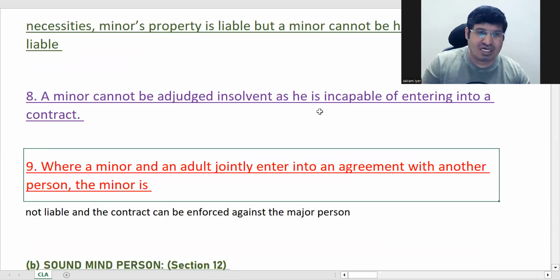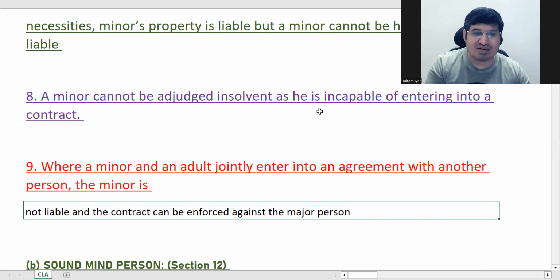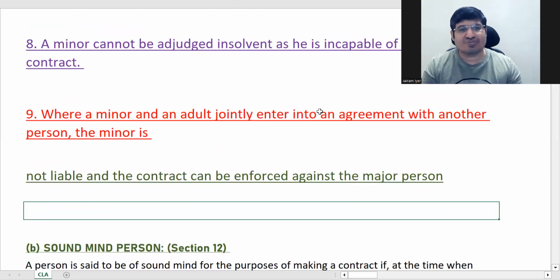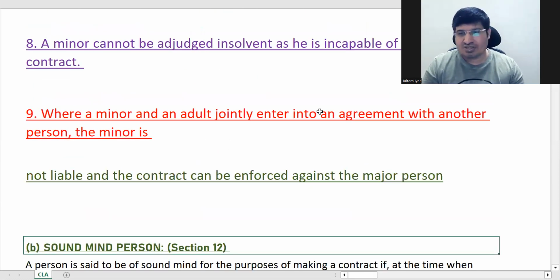When a minor and an adult jointly enter into an agreement with another person, both are entering into an agreement. Then what will happen? The major will be held responsible. If tomorrow the minor pleads minority, the whole contract will come on the head of that major. Understood?